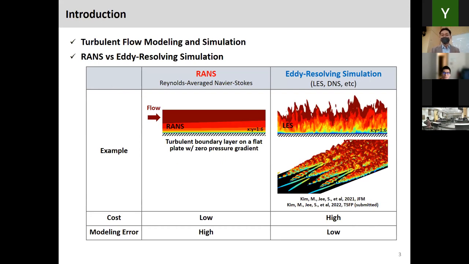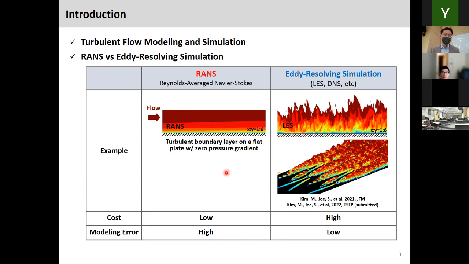As you all know, there are two categories in turbulent flow simulations. One is RANS. Professor Heng Xiao gave a nice talk on what this is. The second category is eddy resolving simulation, that includes LES, DNS, and any other high resolution, high fidelity technique.